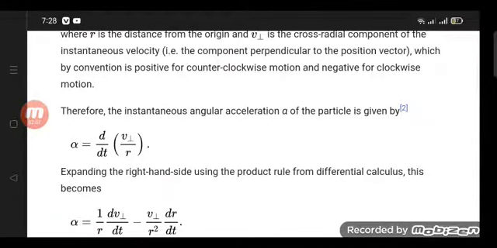Therefore, the instantaneous angular acceleration of the particle is given by alpha equals d/dt of v divided by r.